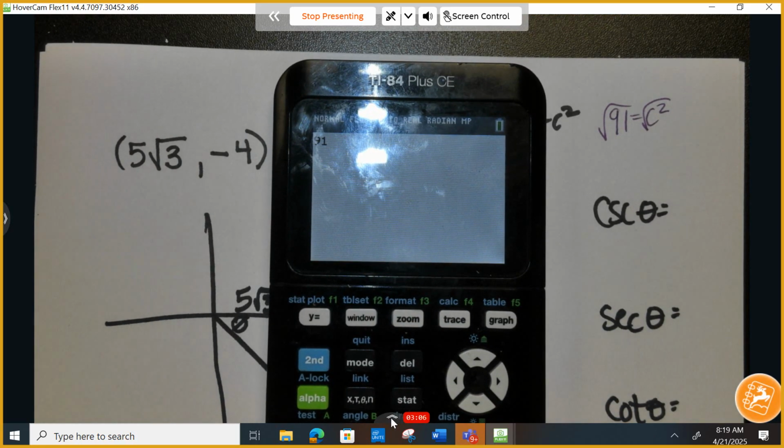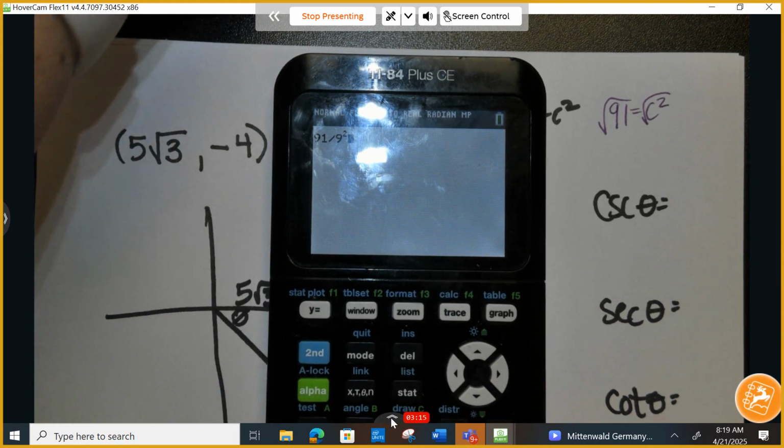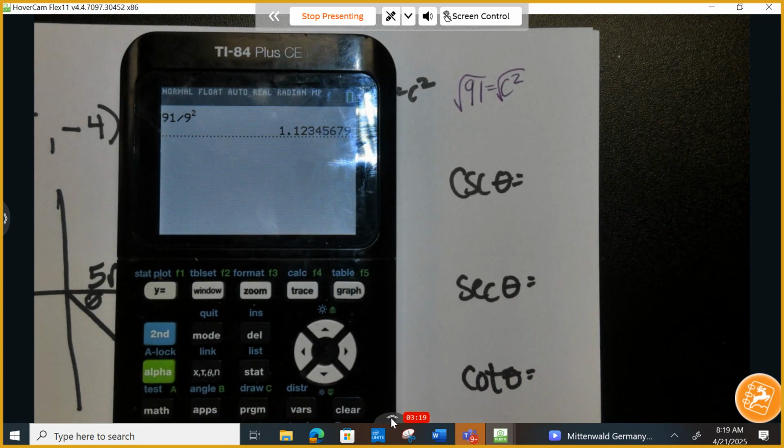Now, I know the first perfect square that's less than 91 is 81. And I know 81 is 9 times 9. So I'm going to divide by 9 squared. Now, if I end up with a whole number, I'm like, yes, that means I can simplify this expression. Oh, I can't do that. I'm going to put this where you guys can see that better.